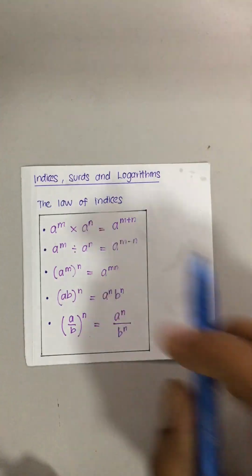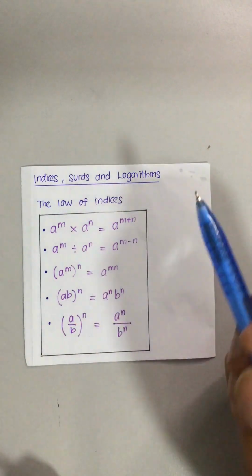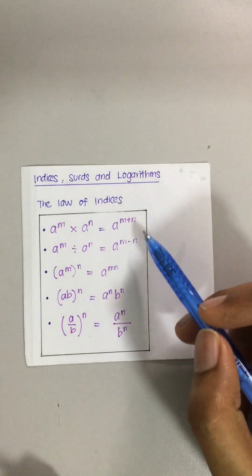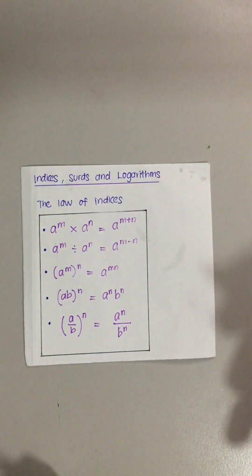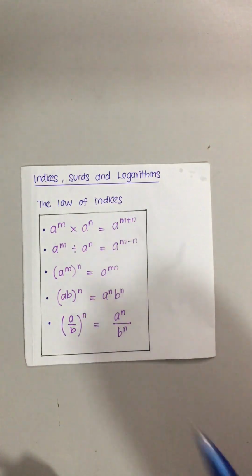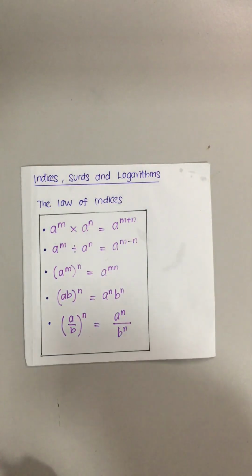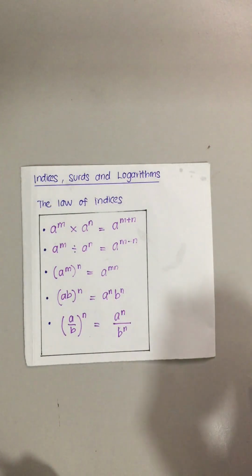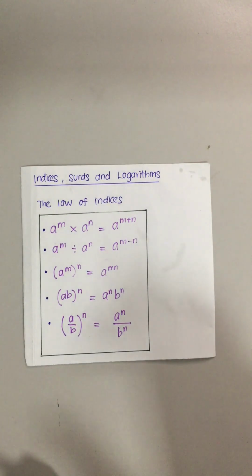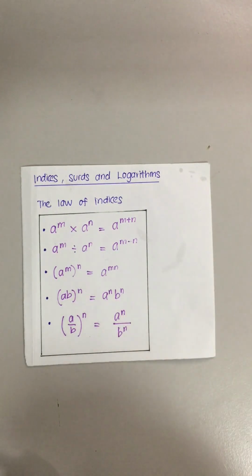Let us begin. In this chapter, indices, surds and logarithms, the first part that you're going to learn is the law of indices. These are the five major formulas that you're going to learn. Of course, there are some other minor formulas, but these are the five major formulas that you're required to master. In the upcoming step, I'm going to show you some examples based on these five formulas, and guide you step by step on how to apply the formula and get the answer. So let us begin.